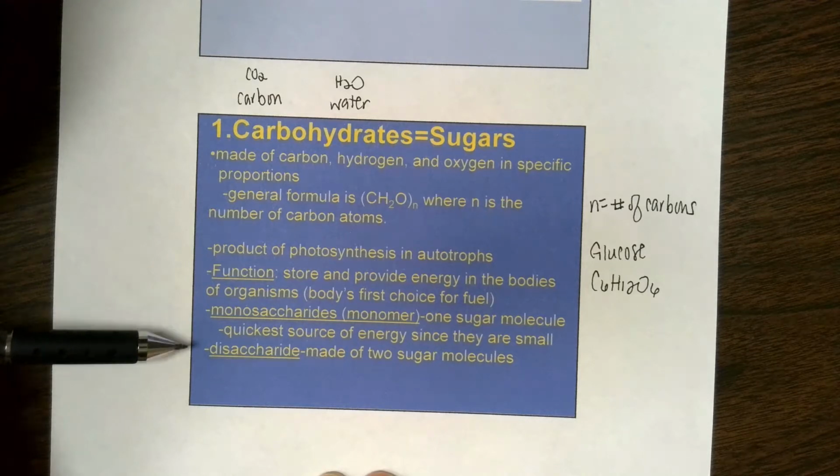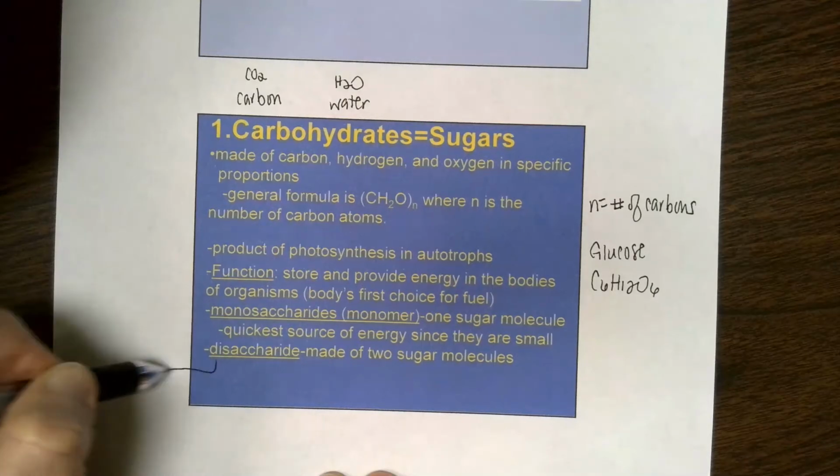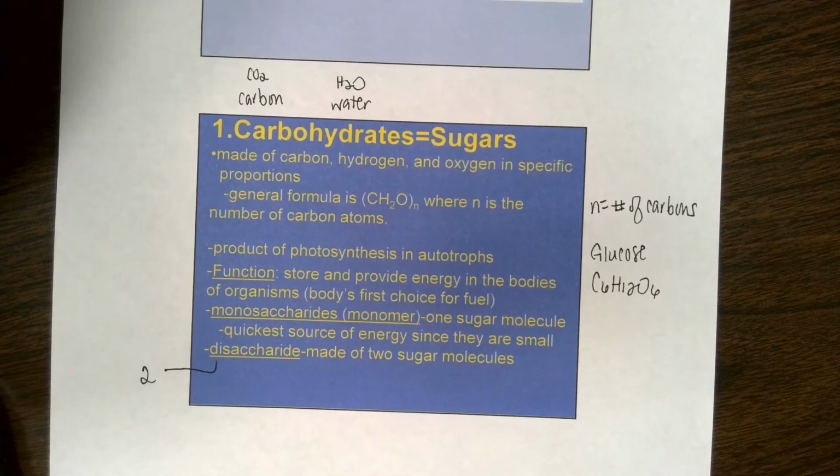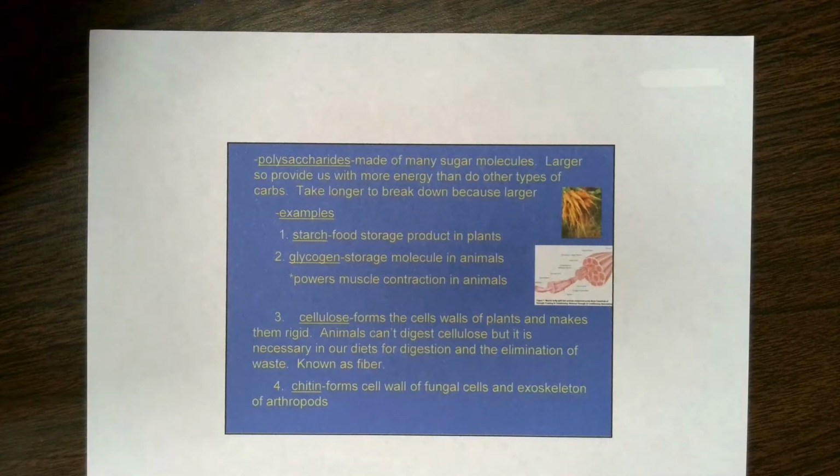Your next category of carbohydrates are disaccharides. Di means 2, so these are only 2 sugar molecules. For example, sucrose, which is table sugar, is a disaccharide. It's 2 monosaccharides put together. And some other disaccharides real quick. Lactose is a disaccharide that's milk sugar. Maltose, which is malt sugar. And I mentioned sucrose already, which is table sugar.